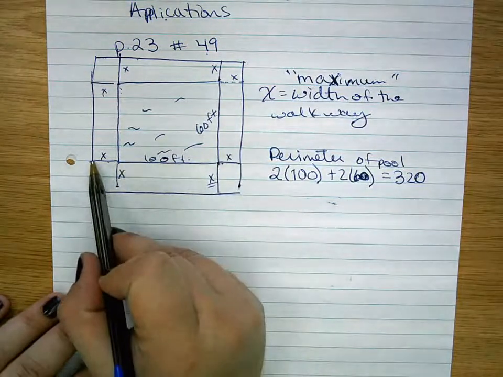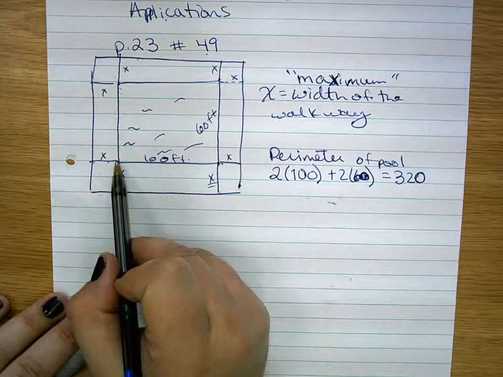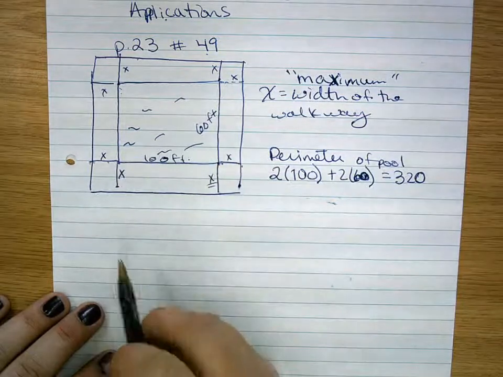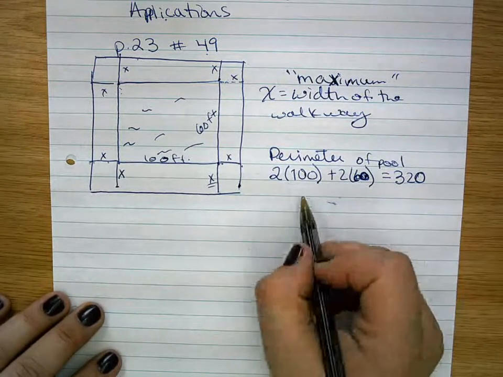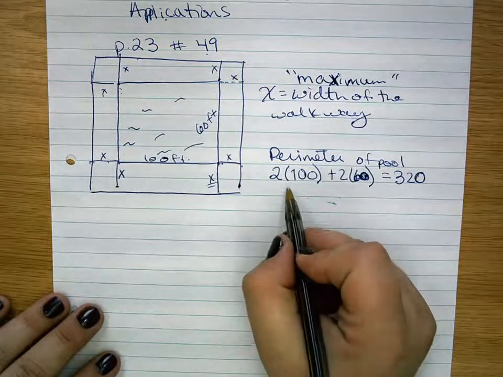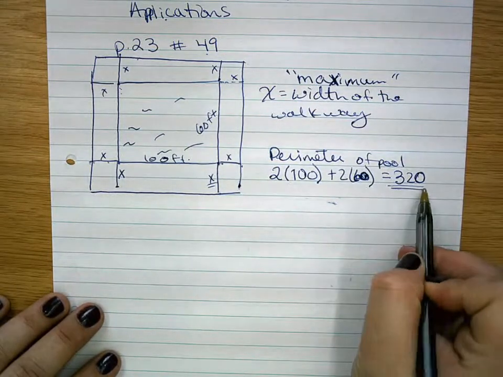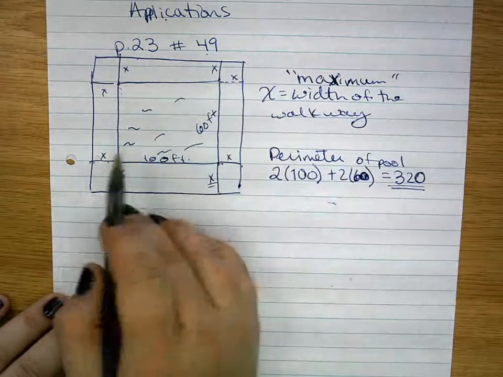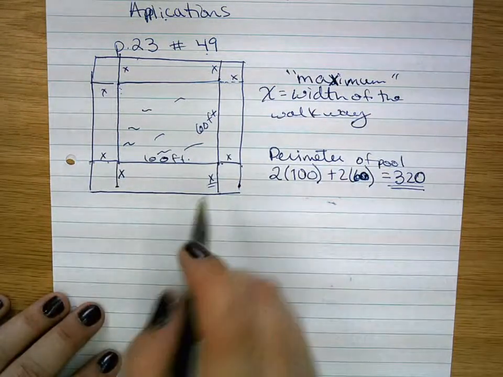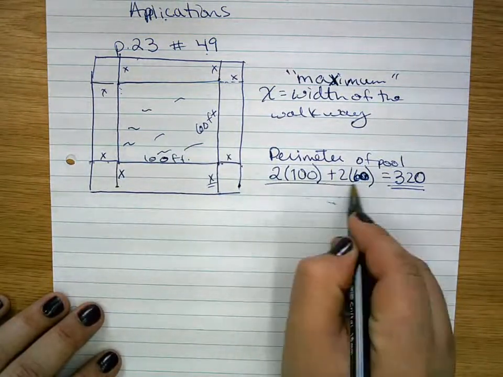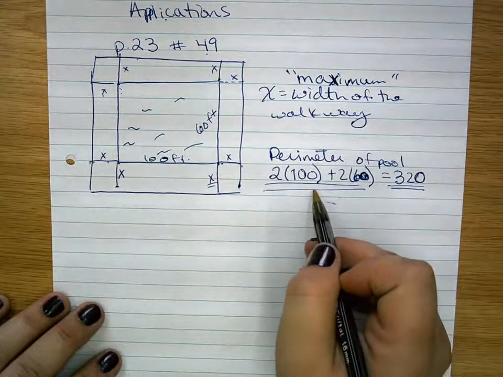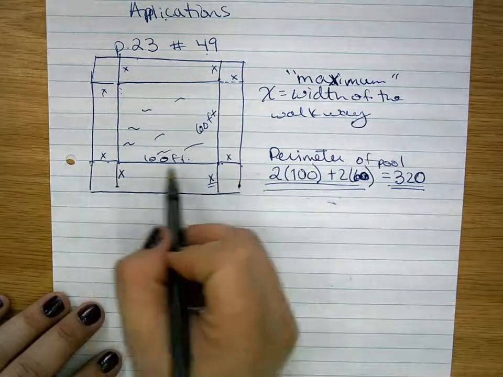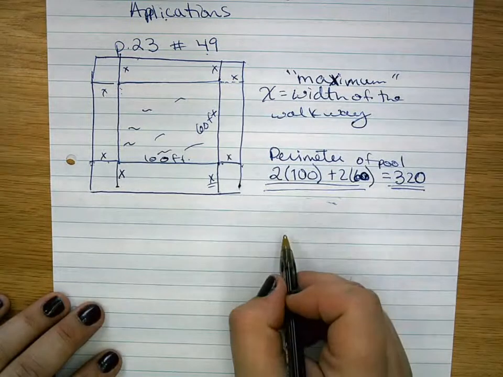In order to expand it, I have to expand it by adding 2 x's, or 2 widths of the walkway. So I've seen people do this in different ways. Some people take this value and then fit in adding in this extra bit, but I think the best thing to do is take this idea of the perimeter of the pool, but now let's take the perimeter of the pool and add on these x's.